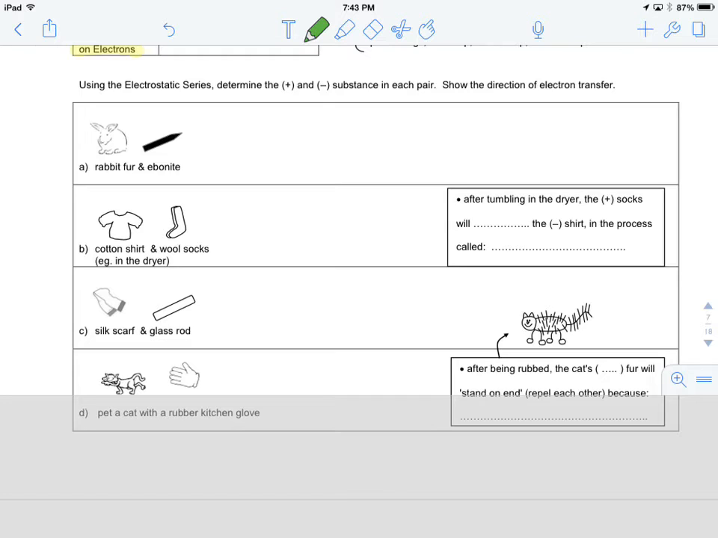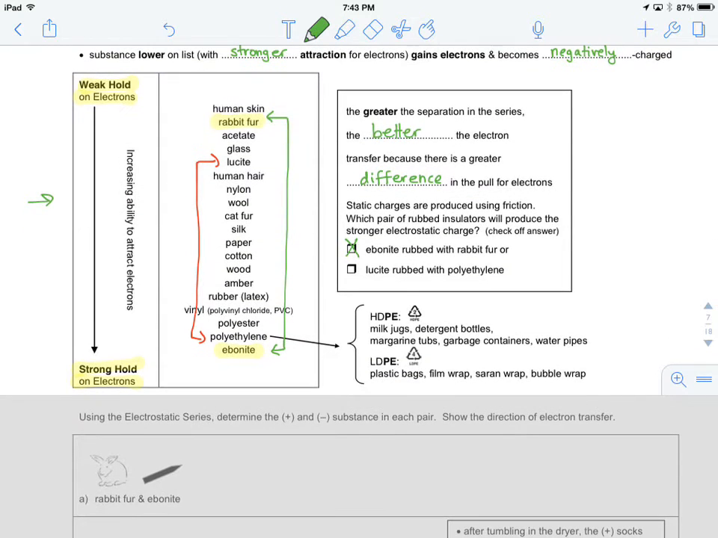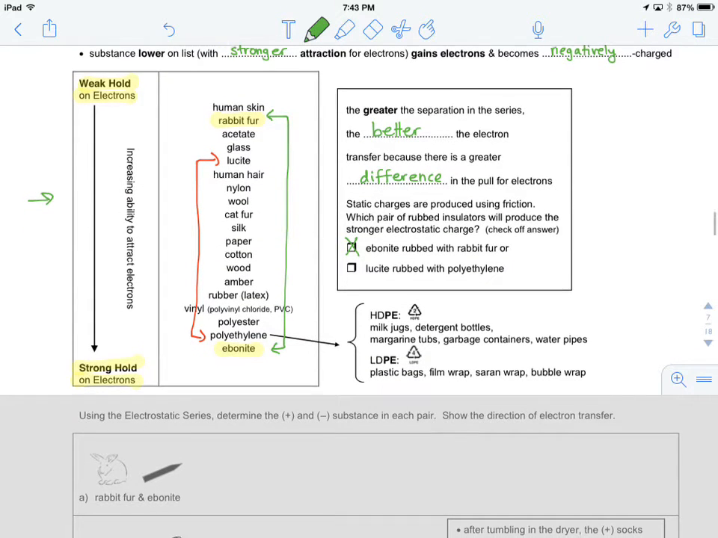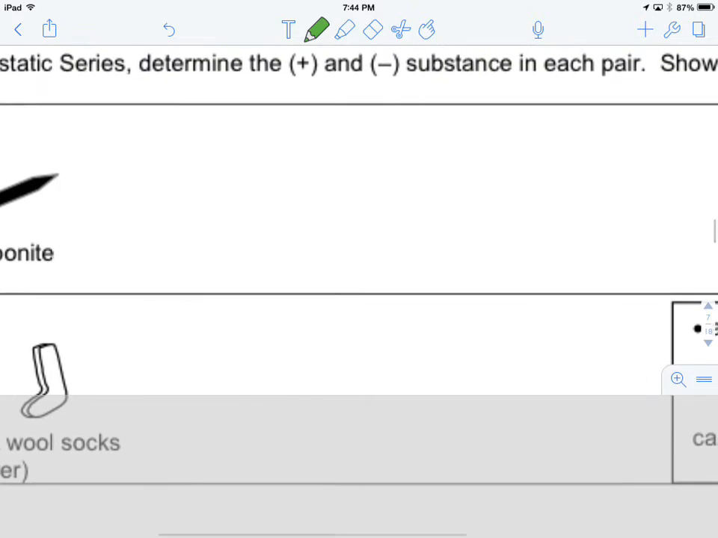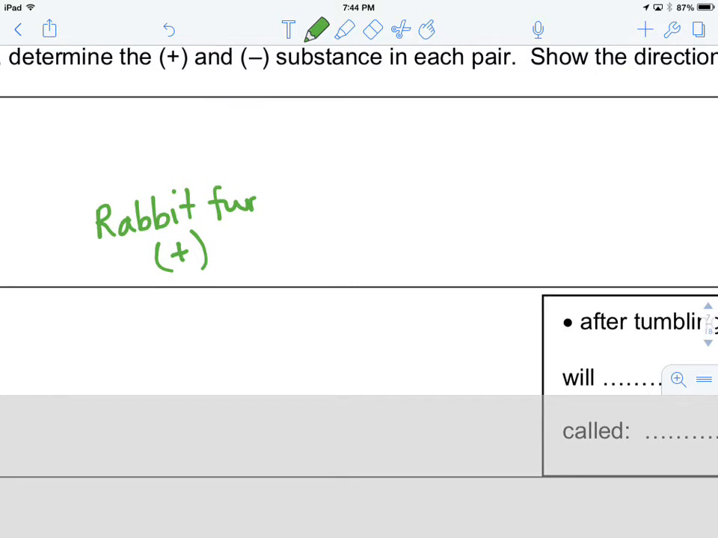So first, to begin, we've got rabbit fur and we've got ebonite. And when we look at this list, rabbit fur is, of course, up at the top. It has a weak hold on electrons. And so we would say then that rabbit fur would become positive, and the ebonite would become negative, and we will show the transfer of electrons from the rabbit fur to the ebonite rod. Okay.